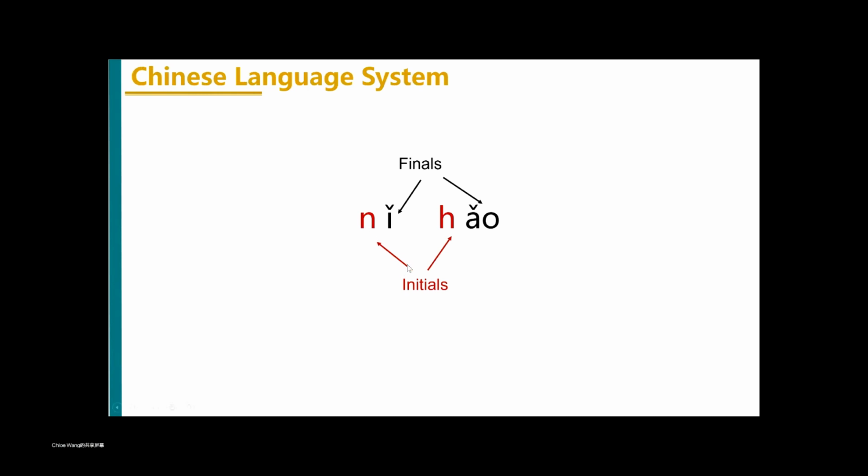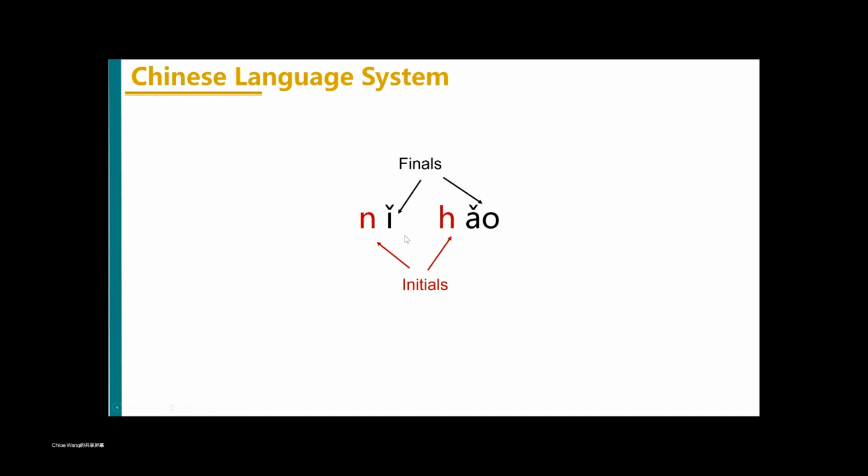The red part is what we just learned, initials, 声母, and the black part is finals, 韵母. So now we can tell there's a simple rule here. All this pinyin starts from 声母 and ends with 韵母. So we start from initials and end with finals.